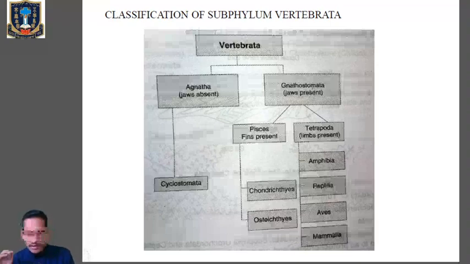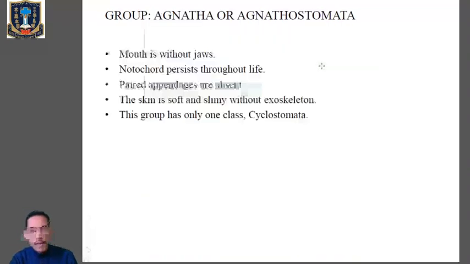So let us check out the characteristics of the group Agnatha, the jawless vertebrates, because Agnatha means without the jaw. So the mouth is without jaw because A means no. So group Agnatha have a mouth without the jaw, and the notochord persists throughout their life.